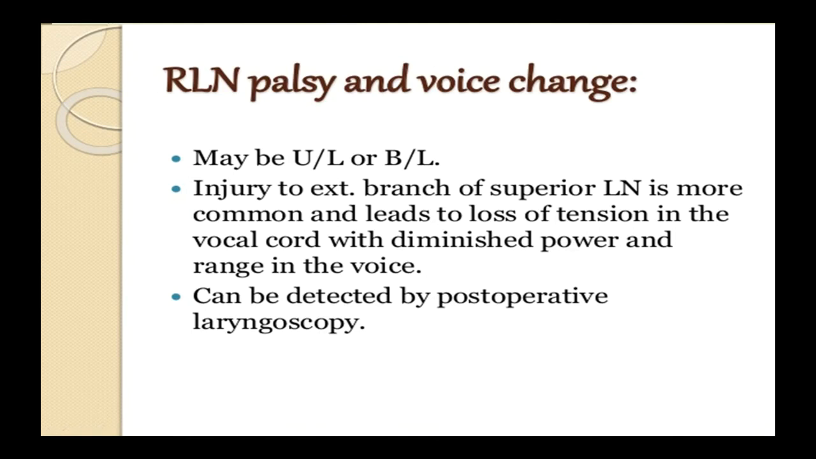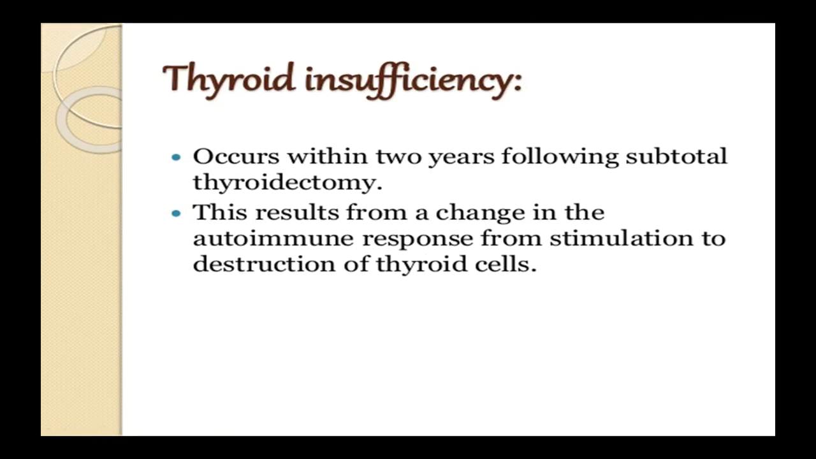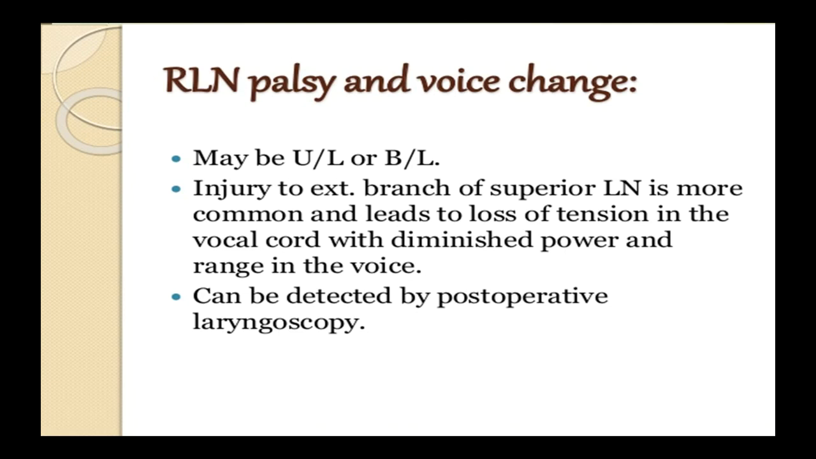Another complication is recurrent laryngeal nerve palsy and voice change. Recurrent laryngeal nerve palsy could be unilateral or bilateral, and there can also be injury to the external branch of the superior laryngeal nerve. Bilateral recurrent laryngeal nerve palsy can lead to stridor and need for intubation of the patient. The external laryngeal nerve injury can lead to changes in voice of the patient, even recurrent laryngeal nerve palsy as well.